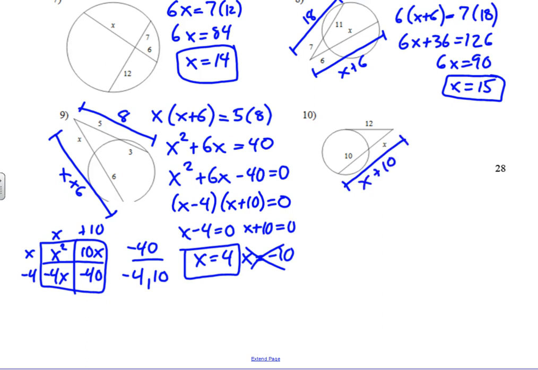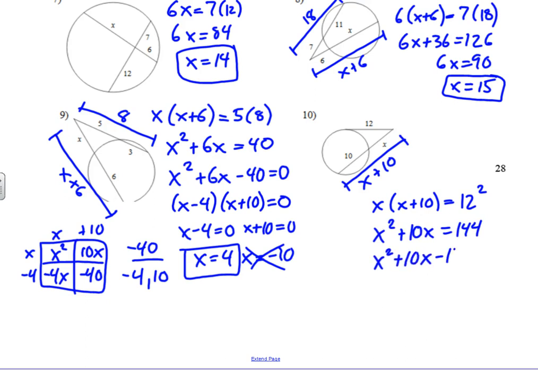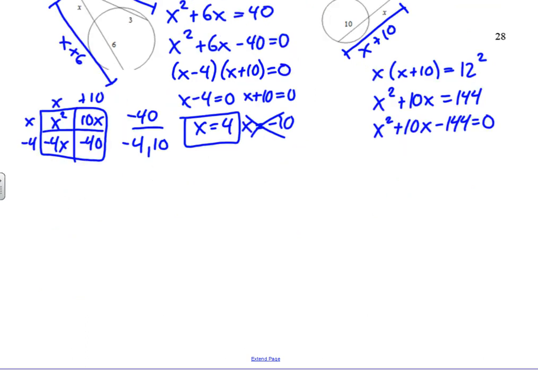So same thing here, x plus 10. Okay, now this is a tangent, so it's the outside times the whole length equals the tangent squared. You could actually think of the tangent as outside times whole, because in the tangent, the outside length and the whole length are the same. So we get x squared plus 10x equals 144. So x squared plus 10x minus 144 equals 0. Now, one of the reasons why I think factoring is helpful is when you're factoring, you want to find the factors of negative 144 that add to be 10.